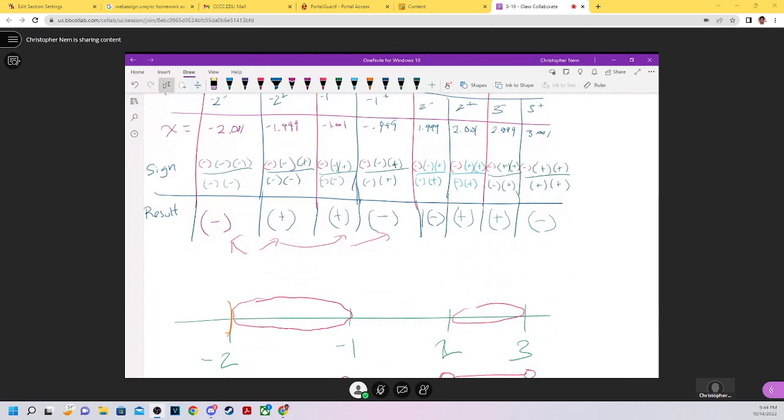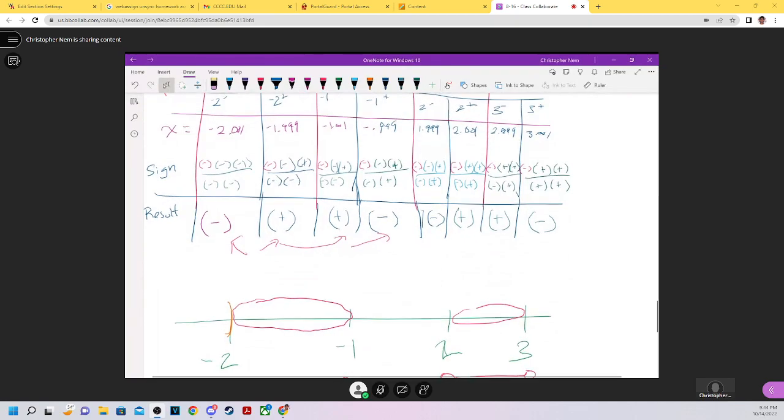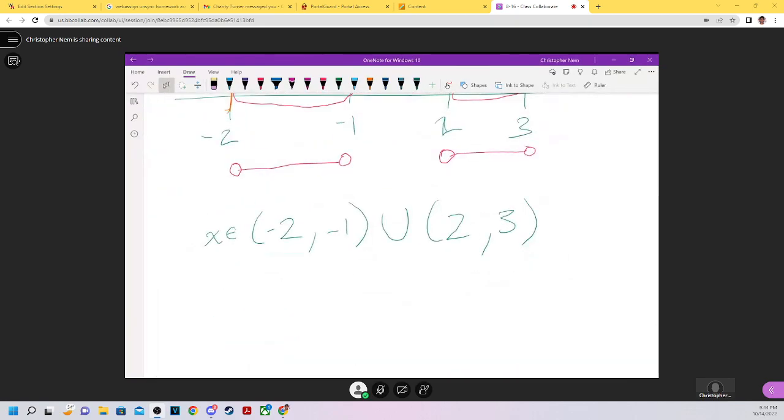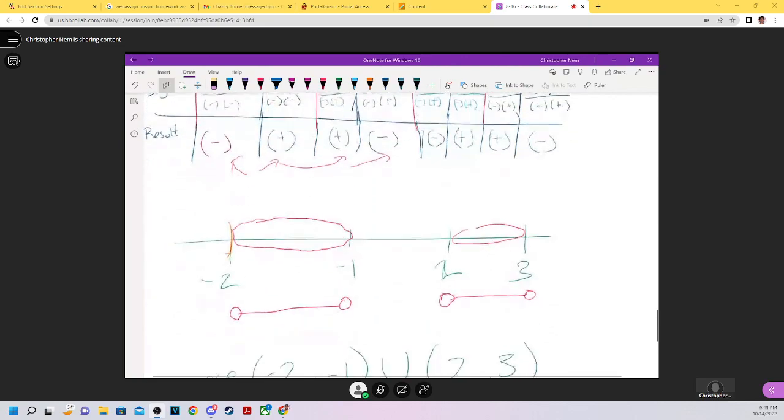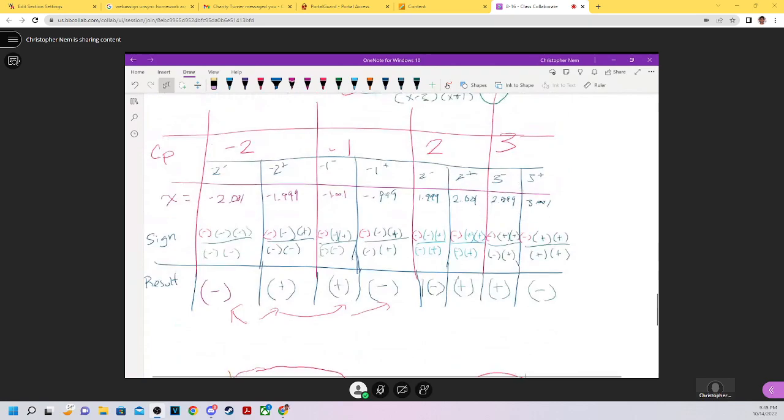We have 3, 2, 1. Nope. So, even in our negative cases, even if we use less than or equal to 0, we still will have open circles for all of them because they would need both negative to be satisfied. In our case, we need both positive for the left and right side of our CPs, of our cut points.